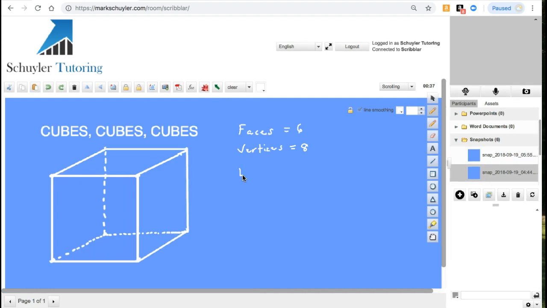And then you also need to know the number of edges that every single cube has, and you can see the 4 edges here on the top of the cube, and then there are also the 4 edges along the bottom of the cube, and the 4 pillars that connect them. So that's 4 plus 4 plus 4, total of 12 edges.